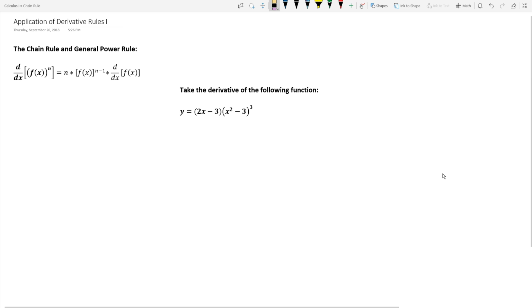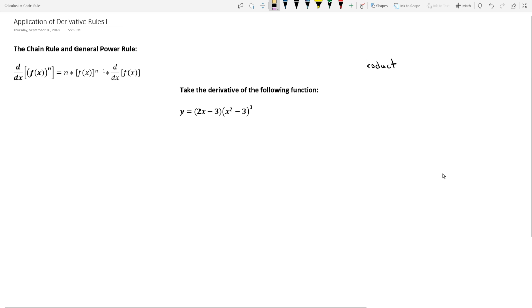So in this, we're asked to just simply take the derivative of the following function. So we have 2x minus 3 as a term multiplied by (x squared minus 3) cubed. So we are looking at a few different rules, and you might notice right away that the product rule will need to be applied. And then from the product rule, you can see that we will be using the general power rule and the chain rule. So all three of those will need to be applied.